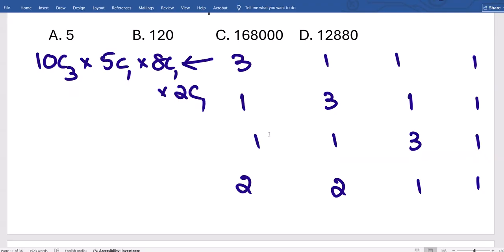Now fix in your mind, it's not 120, nor 5. It should be among C and D. It's not 120 because here itself 10C3... 5C1 is 5, 8C1 is 8, 5 into 8 is 40, 40 into 2 is 80. Okay, 280. 10C3 is 120, so we'll get here itself more than 480. So for sure it's not A and B. It should be among C and D. But you have to do all this calculation.